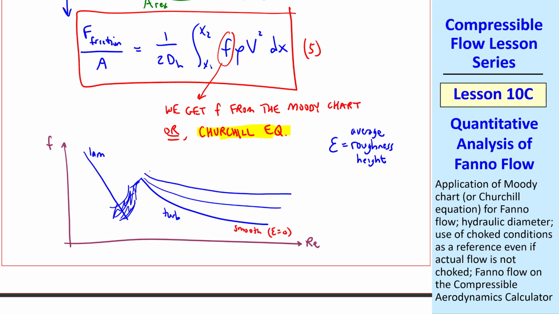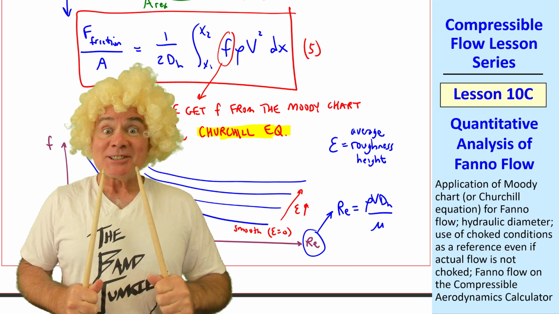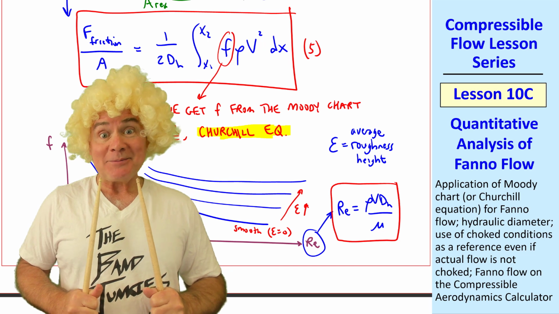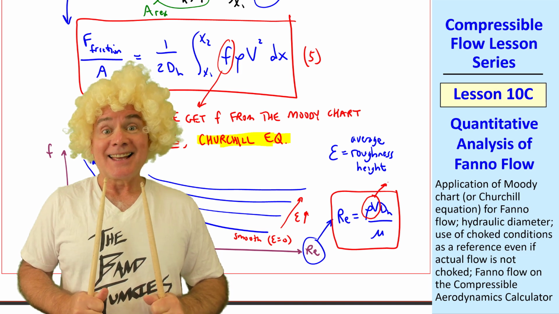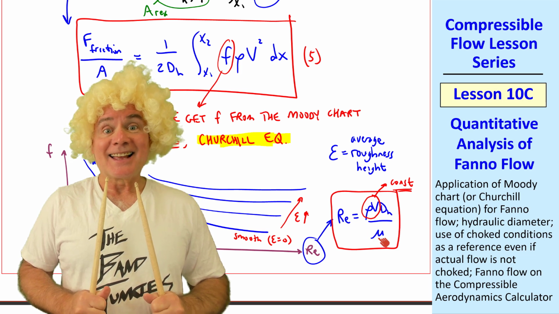For other epsilons, the Moody chart looks something like this, where epsilon increases as you move up. We'll define Reynolds number here as rho v dh over mu. Sir, is Reynolds number still constant like it is for incompressible pipe flow? No, BJ, but remember one of our equations from conservation of mass for Fanno flow is that rho v is a constant. dh is also a constant, so Reynolds number depends on mu.